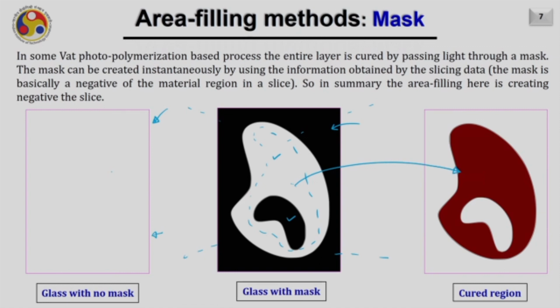So in summary, the area filling here is created by creating the negative of it on the glass or on the photomask. Then after that, the entire layer is scanned in a single go. You need not scan pixel by pixel here like we discussed in the last case. The entire region can be scanned in a single go. However, the three methods we discussed are applicable for either vat photopolymerization, material jetting, or binder jetting.